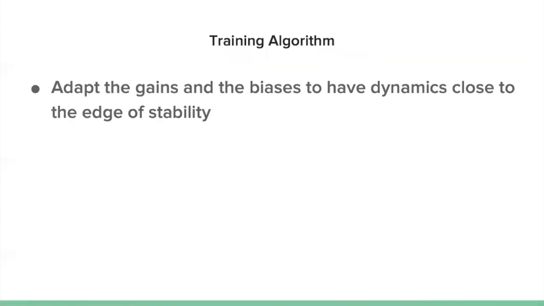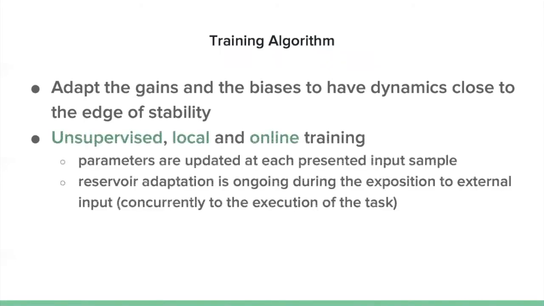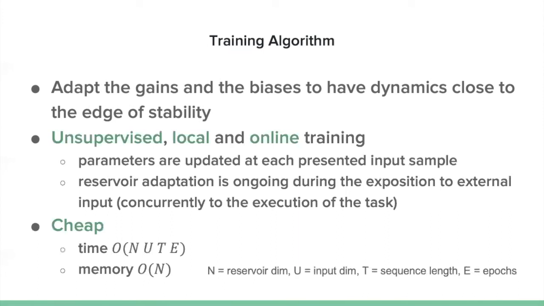Okay, so to summarize, we adapt gain and bias to have dynamics close to the edge of stability. The developed training algorithm is unsupervised, local, and online. And this means that the parameters are updated without target supervision at each input sample presented to the network, meaning that the network can adapt its parameters in an ongoing fashion during the exposition to the external stimuli and adjust the dynamics concurrently to the execution of the task at hand. Finally, the algorithm is also cheap, scales linearly both in time and memory, and you can have more details on this in the proceedings paper.